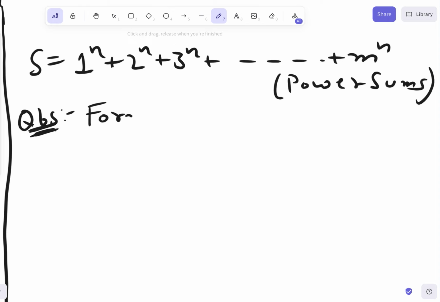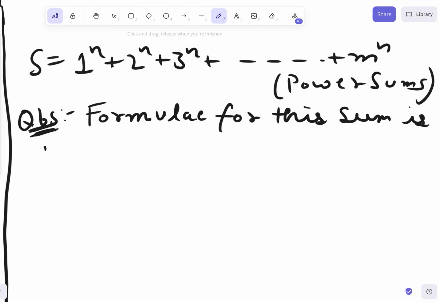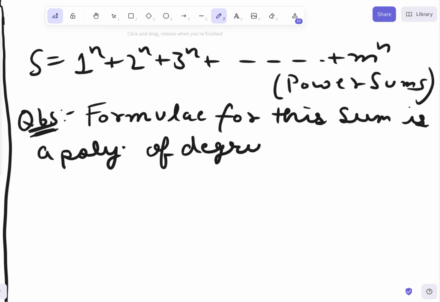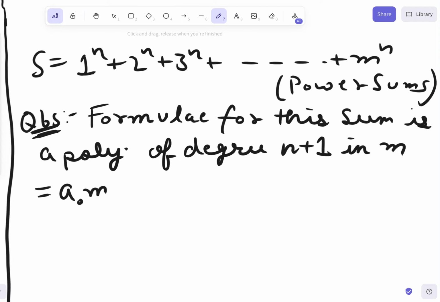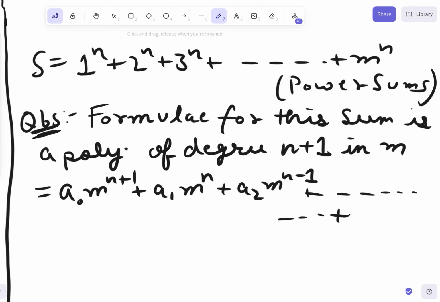So the observation is the formula for this sum is a polynomial of degree n plus 1 in M. What we mean by that is that the formula of this sum will look like a naught m power n plus 1 plus a1 m power n plus a2 m power n minus 1 plus dot dot dot plus up to an plus 1.